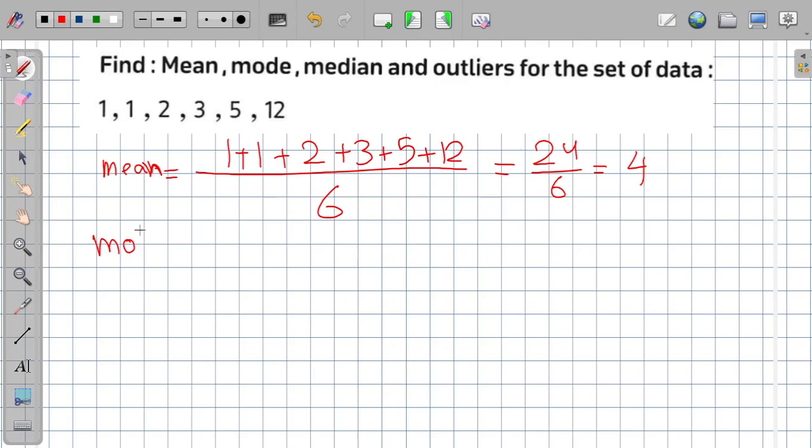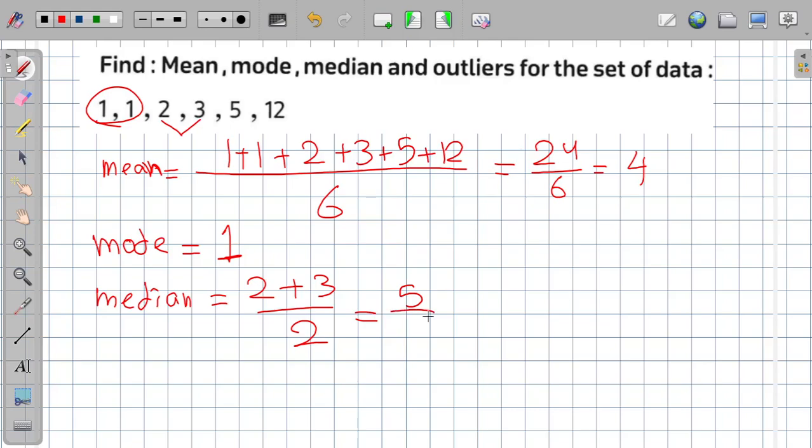Next, I wanted to find the mode. What is the value that occurs most often? I think it's 1. So I will say the mode is 1. Next, I wanted to find the median. First, I wanted to arrange them. And for my luck, I think it's arranged. So I have 1, 2, 3, 4, 5, 6 values. So I have two medians. I have 2 and 3. So I will say the median is equal to 2 plus 3 over 2. So it will be 5 over 2 equals 2.5.